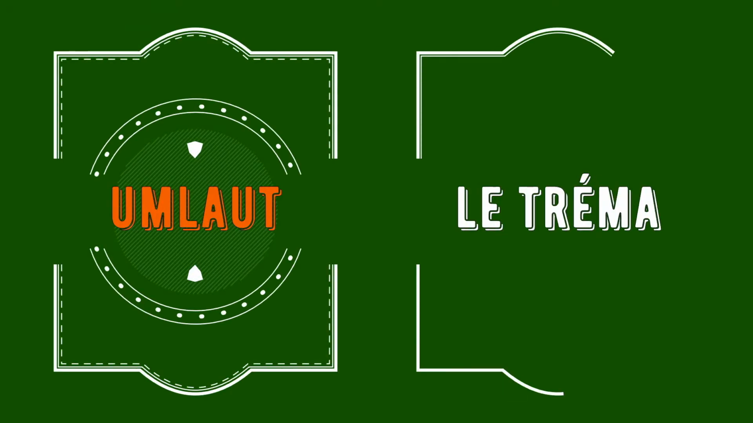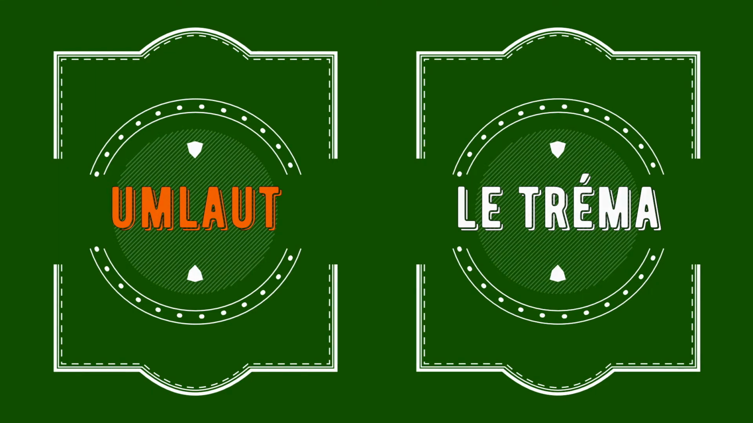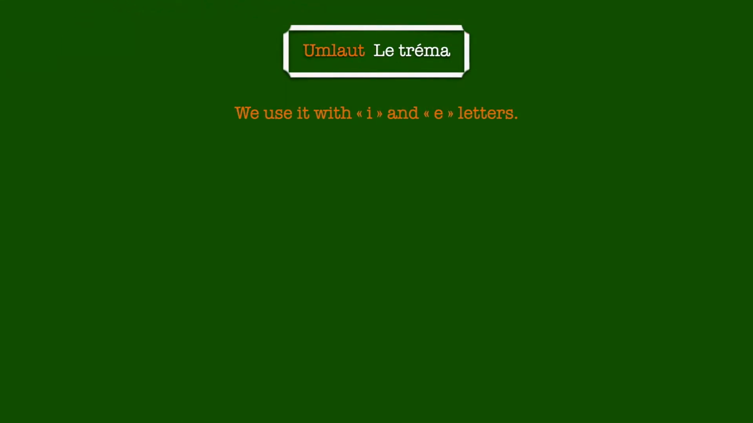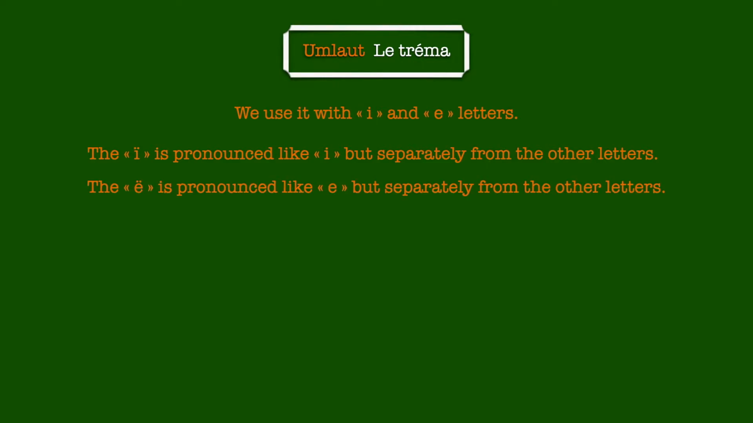And the next accent is the umlaut. What about learning the specificities of this accent? We use it only on 2 letters, the I and the E letters. At first sight, the pronunciation might be a bit strange. The umlaut has the benefit of separating the I from the other letters while pronouncing the word. The E letter follows the same rule as the I letter. Now, I want you to listen carefully to those two examples, in order to understand what I mean by separately from the other letters. Naïf. Noël.